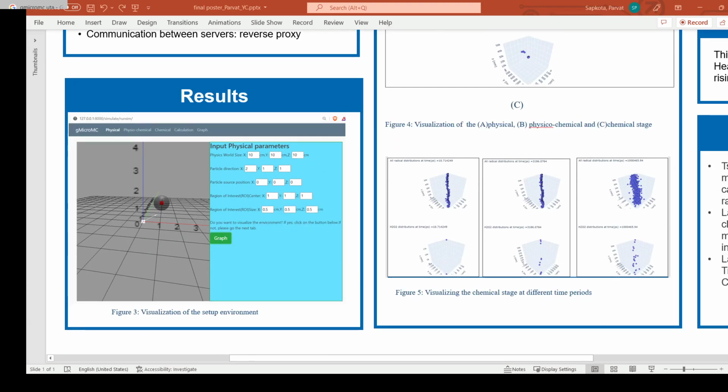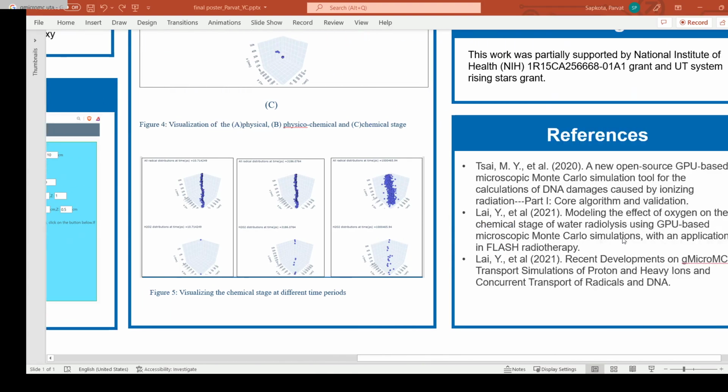For our own purposes, we then looked further at the chemical states. Here we looked at radical distribution at different time periods. Here the top figure shows the distribution of all radicals, while the bottom figure shows only the distribution of one radical. The first figure is at 10 picoseconds, the second is around 3000 picoseconds, and the third is around 1 million picoseconds. Looking at the above figures, we can see the diffusion of particles, and looking at the below figures, we can see the increment in the number of particles as time progresses, which is what we expect in the chemical stage.